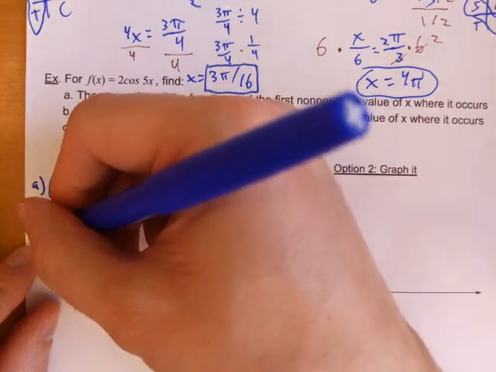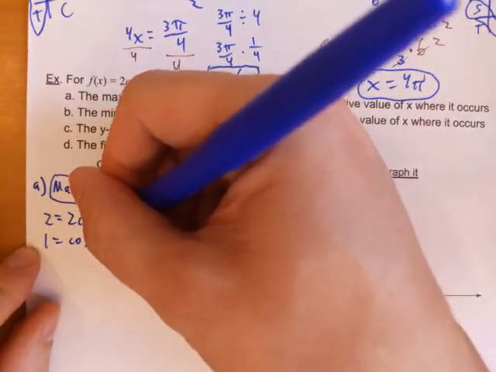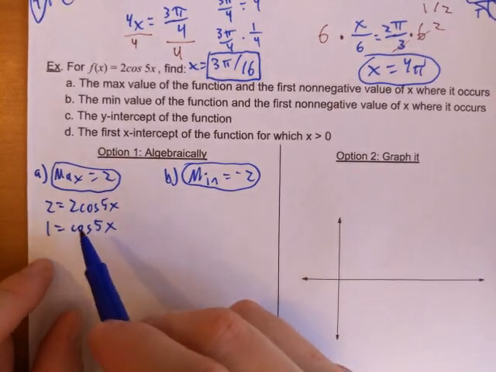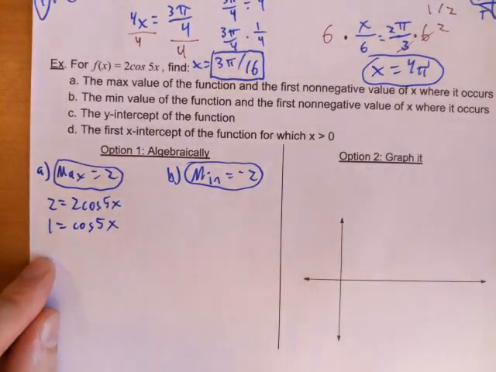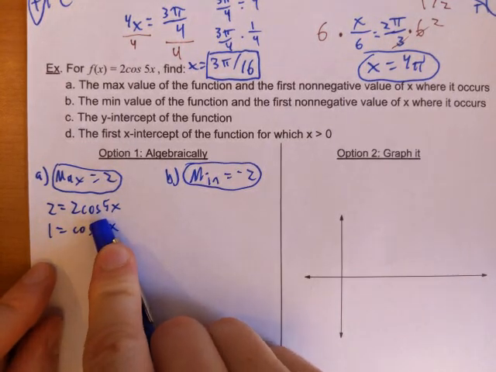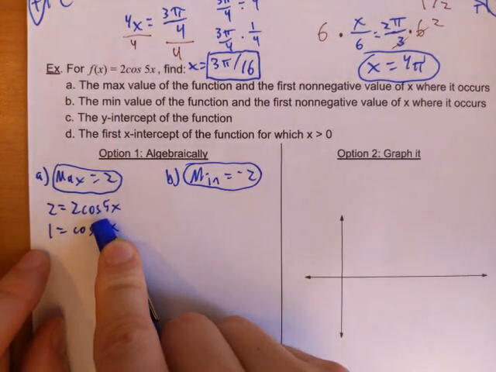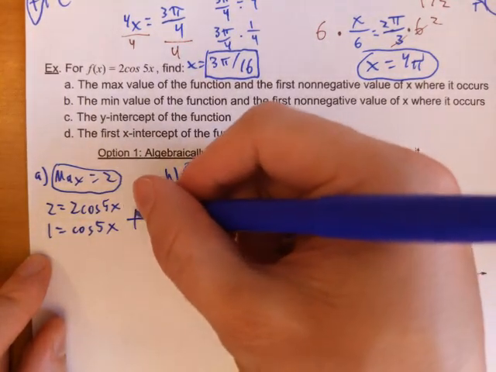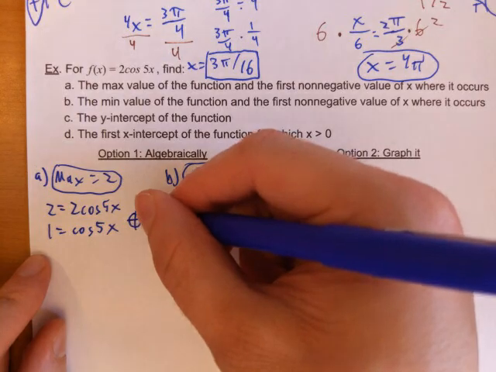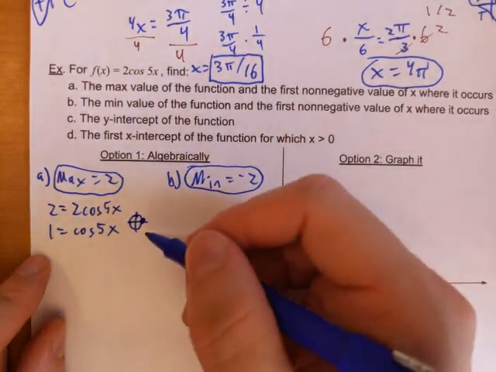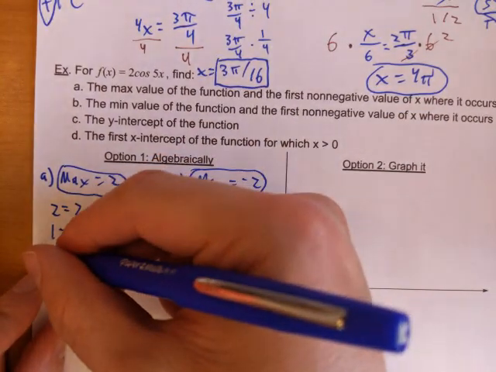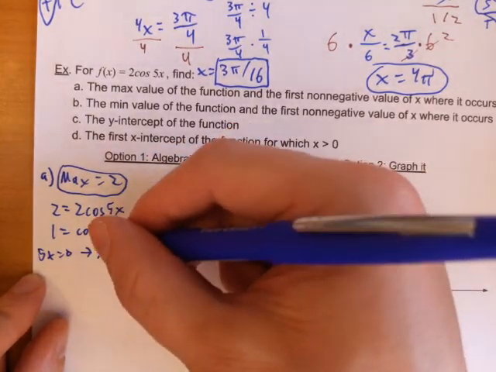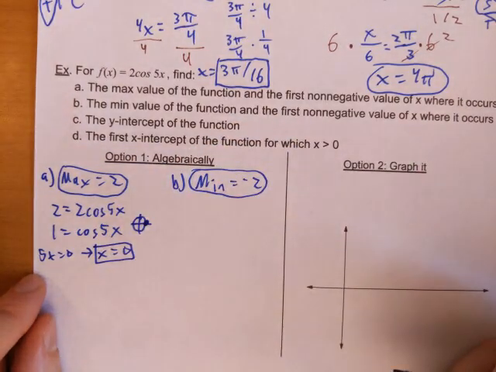So if I divide both sides by 2, I'm looking for when does cosine equal 1. Some of you might even be able to skip that first step and see that the maximum value is going to be when cosine is 1. And so then if I ignore the 5x for a second, I want cosine of something to equal 1. I want cosine to equal 1 on the unit circle. The x-coordinate of 1 is on the right side. So I'm thinking the angle 0. So I want 5x to equal 0, which means x has to equal 0.